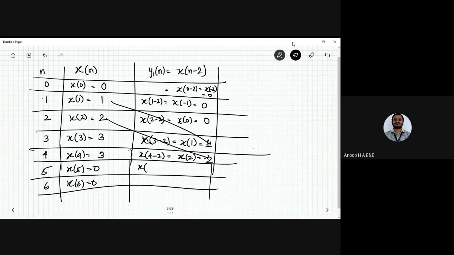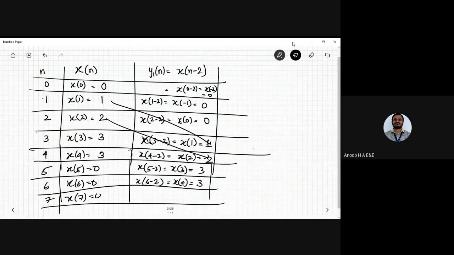Okay, x of 5 minus 2, that is x of 3. What's the value of x of 3? 3. Next, x of 6 minus 2, that is x of 4, that is 3. Yes, so next, if you give 7, x of 7 is equal to 0. X of 7 minus 2 is x of 5, that is equal to 0. Hope you have understood, right? So what I do here, I have shifted towards the right by 2 units.